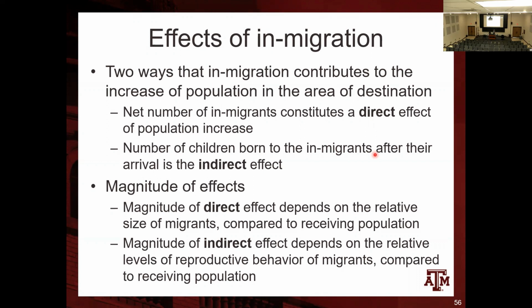So what about the magnitude? The magnitude of direct effect depends on the relative size of migrants compared to the size of the population in the area of destination, right? And the magnitude of the indirect effect depends on the relative levels of fertility of migrants compared to the levels of fertility of people who are already living in the area of destination.